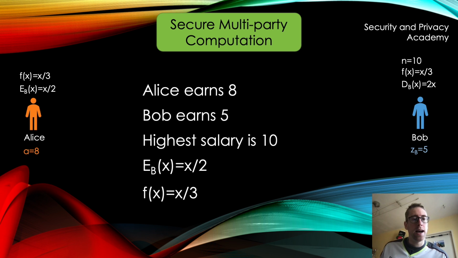let's look at an example with concrete numbers. So let's say Alice earns 8, let's say $1,000, and Bob earns 5. And the highest salary, so that we have enough space on the slides, is 10.